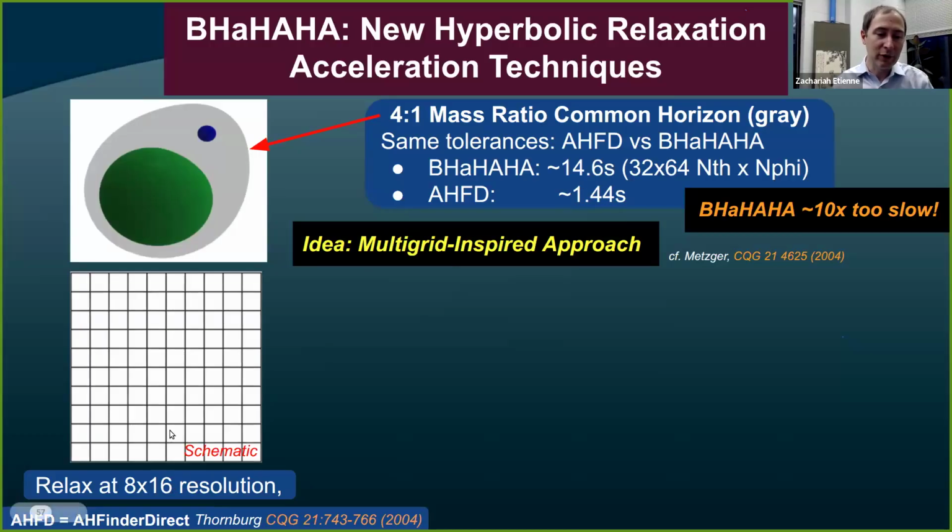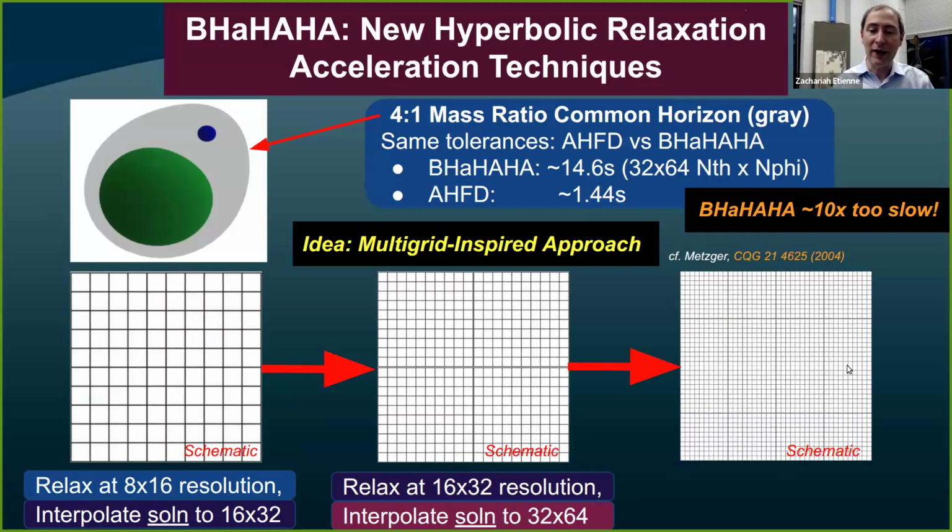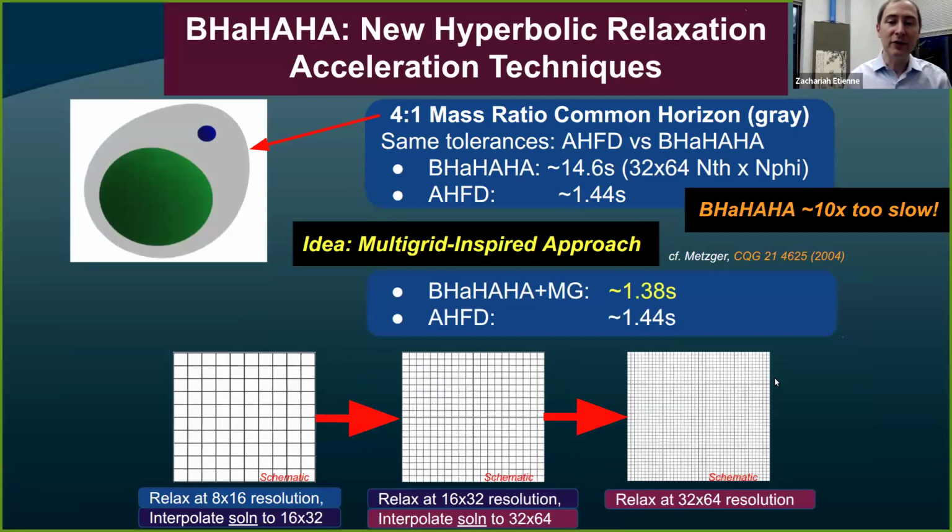You relax at a very low resolution in theta and phi. So you're resolving the horizon at very low resolution. You relax super quickly because the resolution is very low. And then you take that relaxed solution and interpolate it to double the resolution, so 16 by 32. Then you relax at that resolution. The relaxation is going to be accelerated greatly because your initial guess is very close to the actual horizon. And then you interpolate that solution to the highest resolution, 32 by 64. You relax at that, and then you're done.